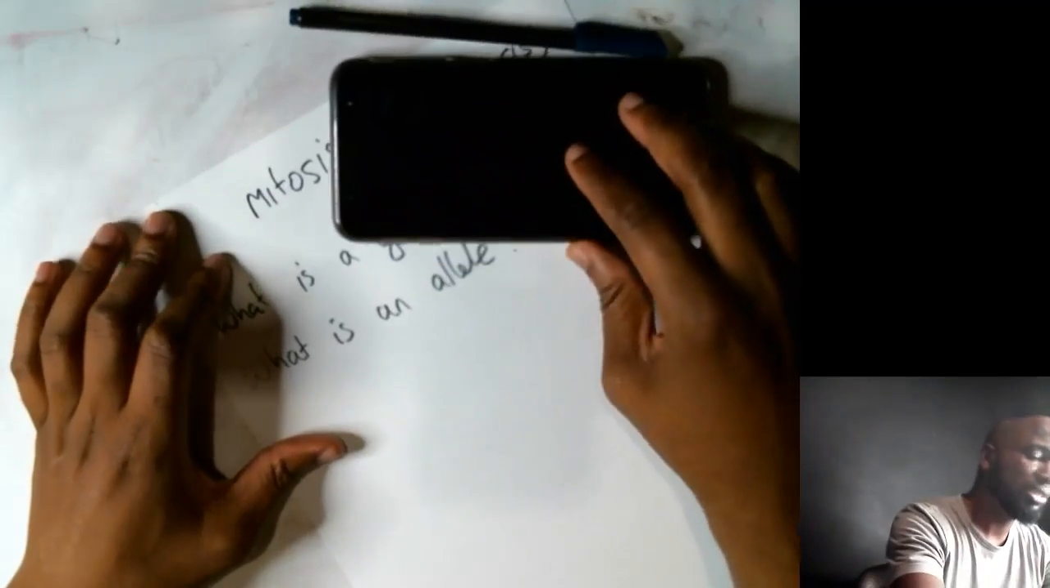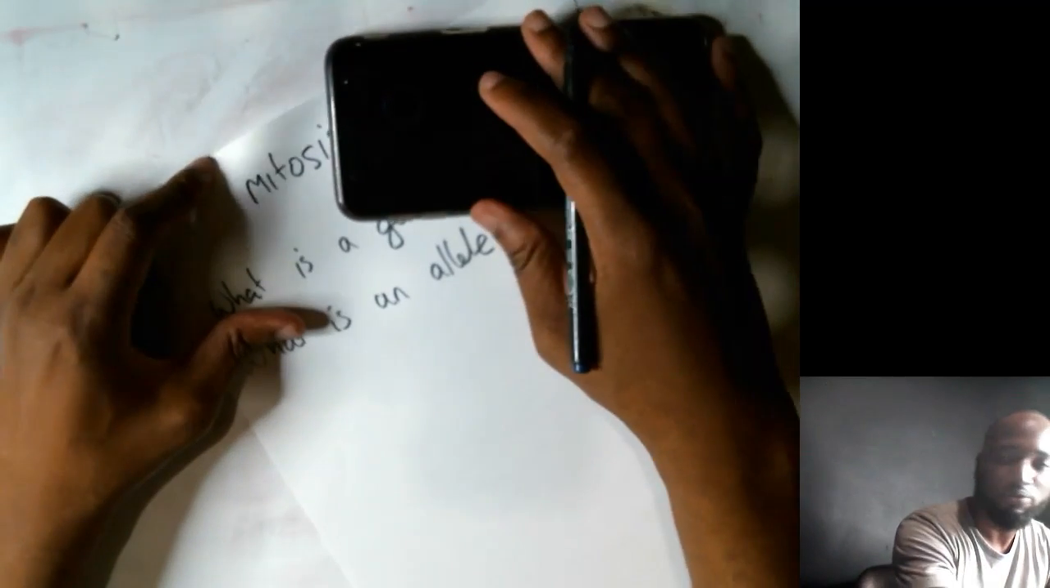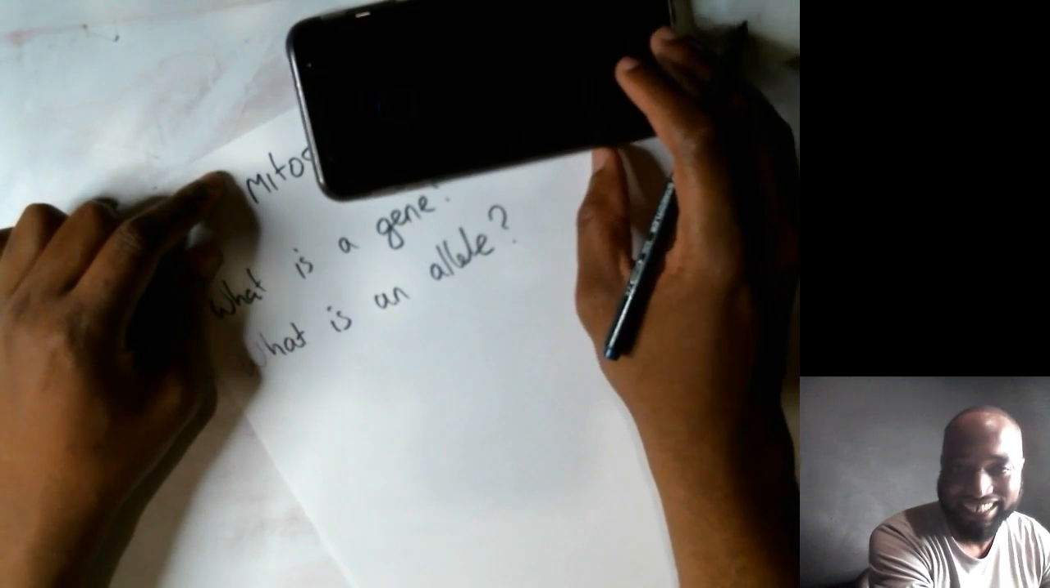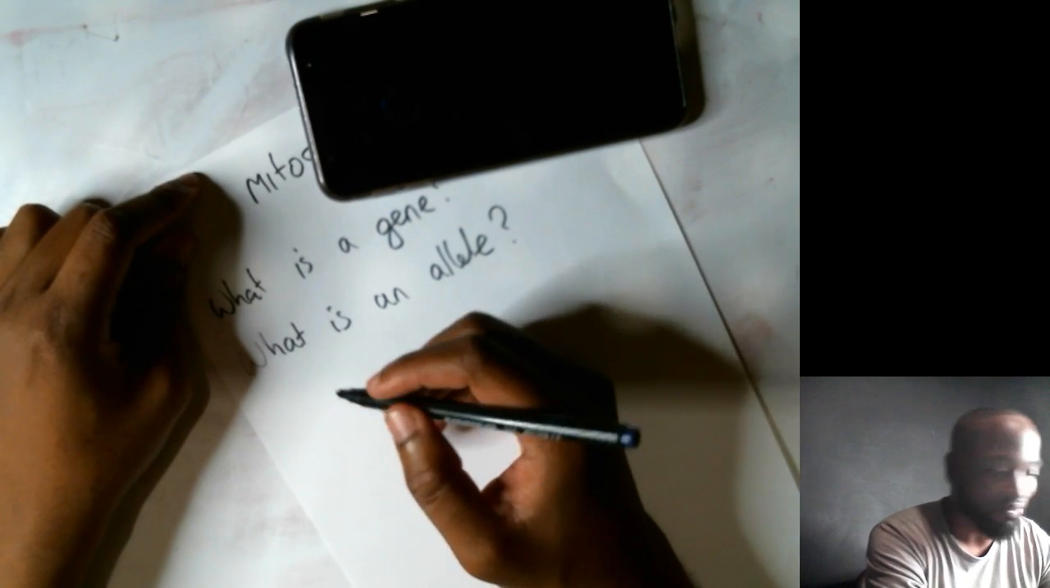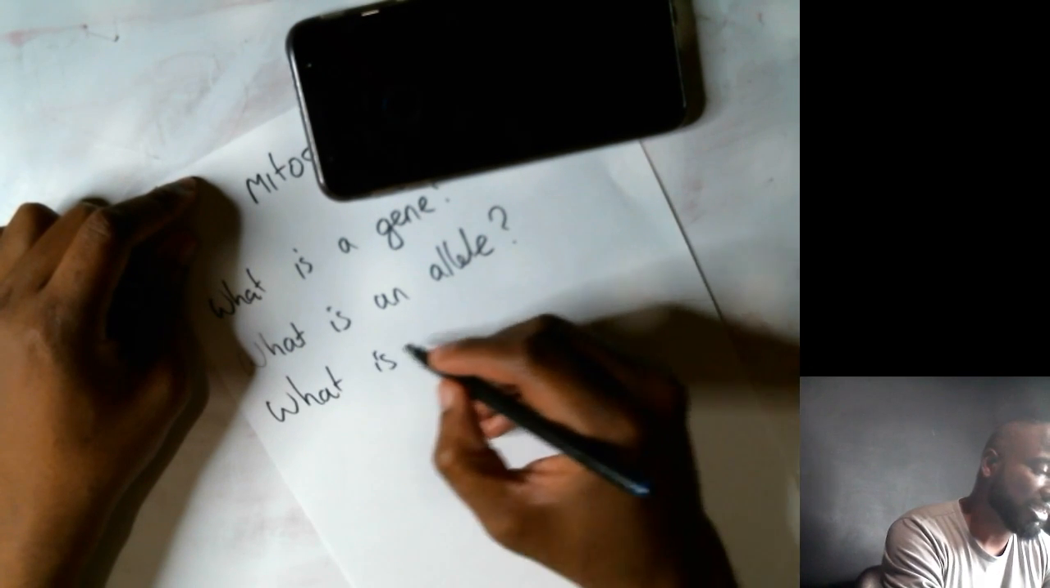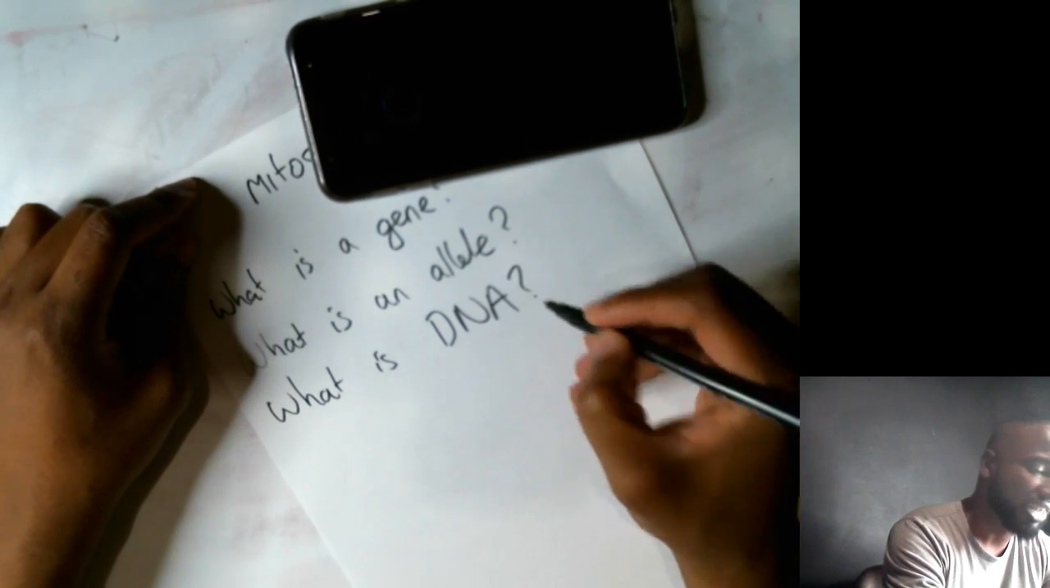What is DNA though? What does DNA mean? An allele is a form of a gene. Yes, an alternative form of a gene. An allele refers to the different forms of the same gene. What about DNA? Yes, we know it's deoxyribonucleic acid, but give me a definition for DNA. What is DNA? We need to understand these things.